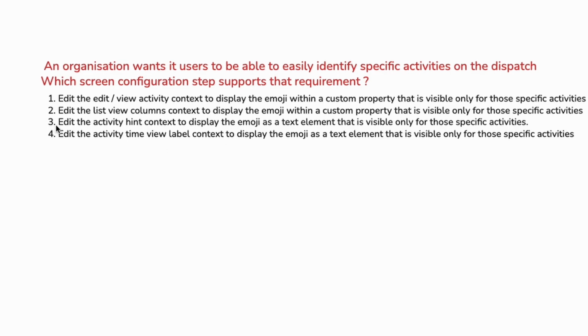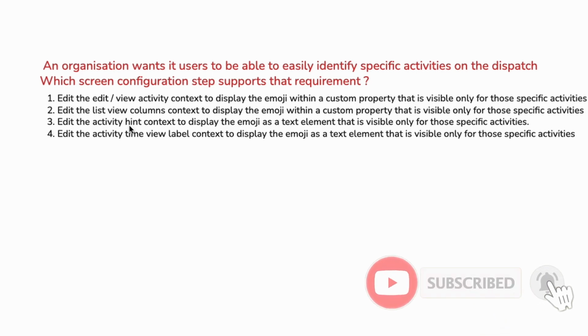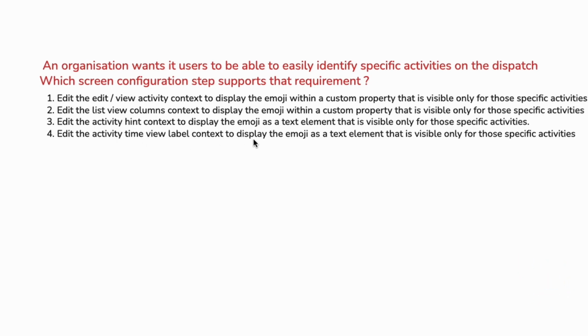I mean, option three can be maybe correct, but I don't think so, because activity hint means the user has to go and then a hint will open. Activity hint will be opened. So I don't think option three is correct. Now option 4, edit the activity time view label context to display the emoji as a text element that is visible only for a specific activity. So as per my understanding, option 4 is correct.